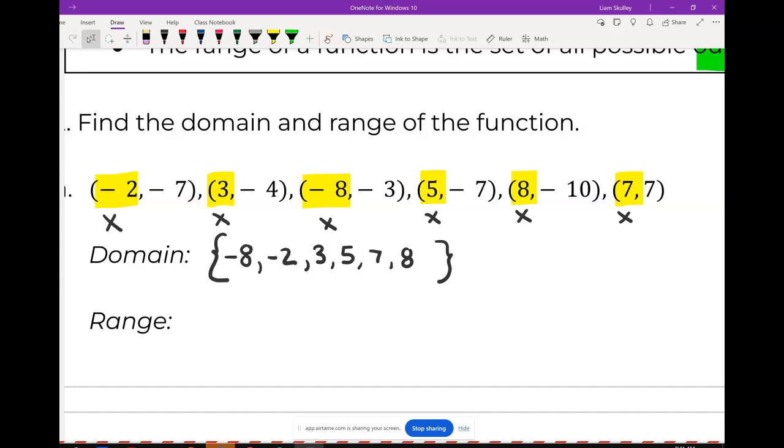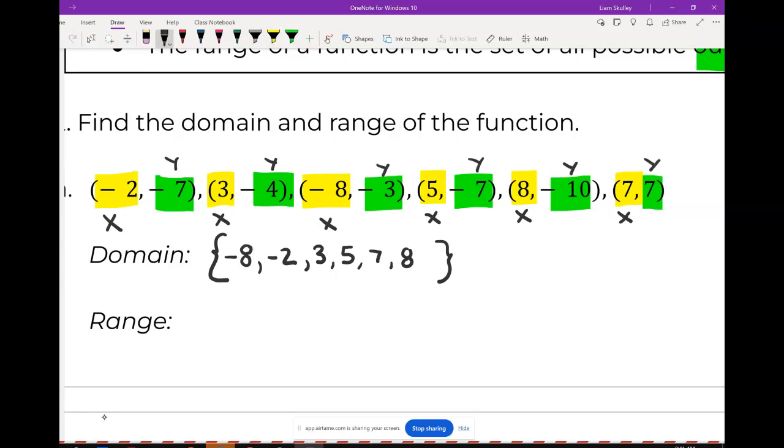To find the range, we're now just going to look at our y values. So I'm going to put y's up here just so it's not confusing, keeping the x's and y's separated. And again, these are all of our possible output values. These are all the values we can get out of our function. That's what our range is. So again, I'm going to draw 2 sets of brackets, and I'm listing numbers from smallest to largest. Smallest number would be -10, so that goes first. Our next biggest number would be -7. If you have 2 -7s, you only have to list it once. If you have a number that repeats, you only have to write it down once. So we have -10, -7, and then -4, -3, just counting up.